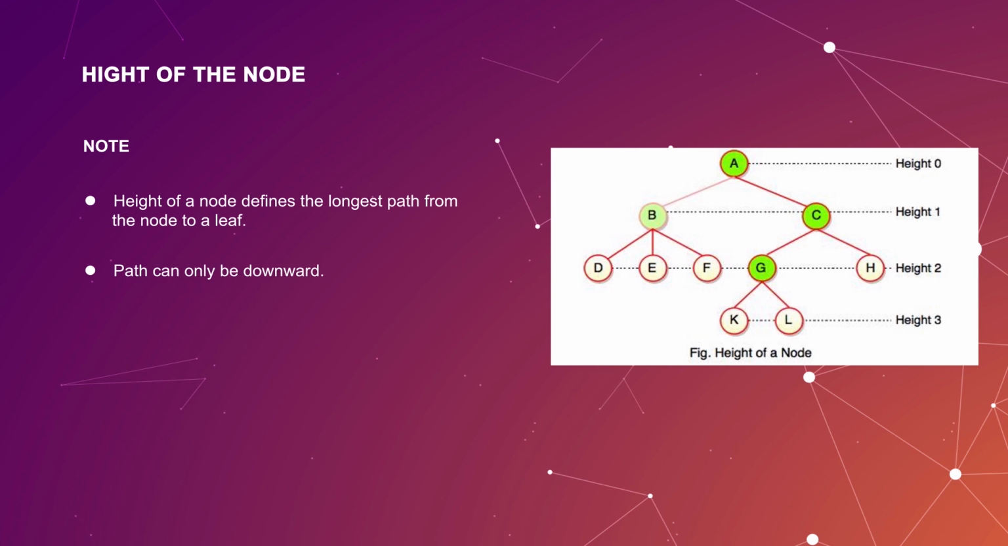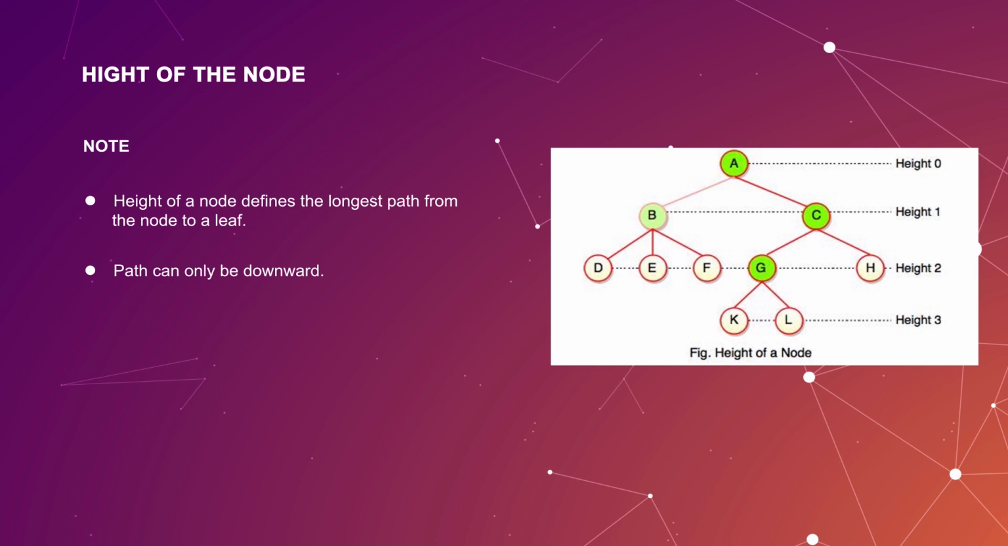But if you travel at the right hand side, A to C, C to G, and G and H are also siblings, but G also produces other children, K and L. It means K and L are siblings, and K and L are situated at a height of 3. That is why we can say the maximum height of A is 3, not 1 or 2. If you traverse the left hand side, the maximum height is 2, but if you traverse the right hand side of A, the maximum height is 3, that is why we take 3.